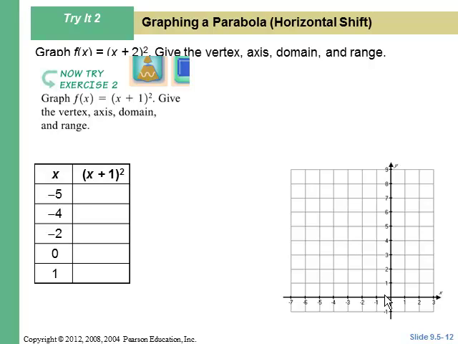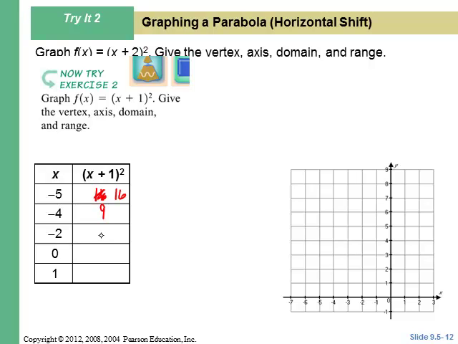Okay, -5 plus 4 is -1 squared is 1. -5 plus 1 is -4, squared is 16. -4 plus 3 plus 1 is -3 squared is 9.